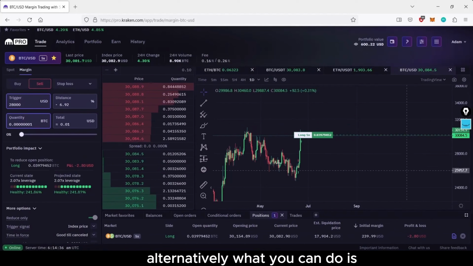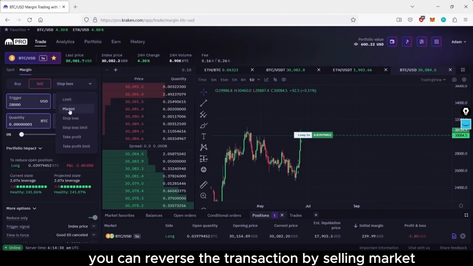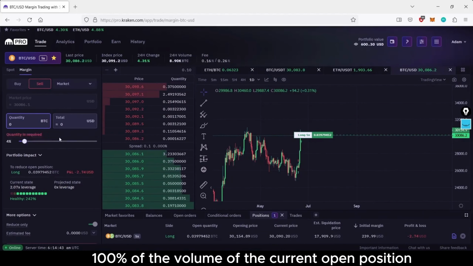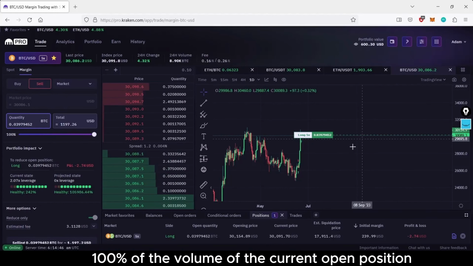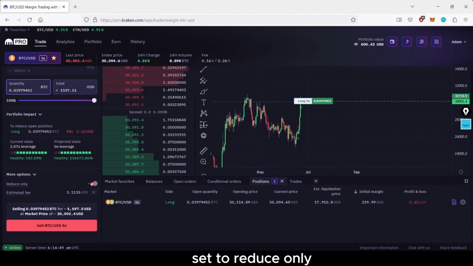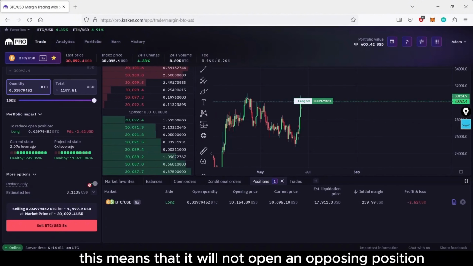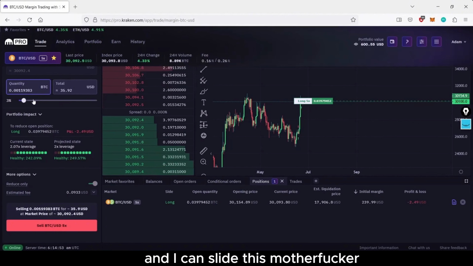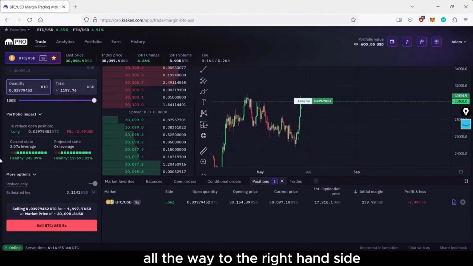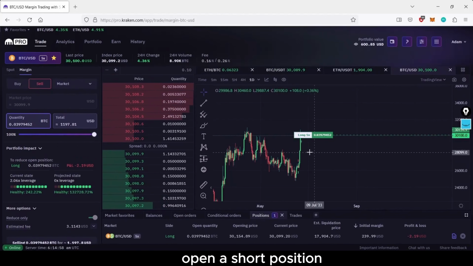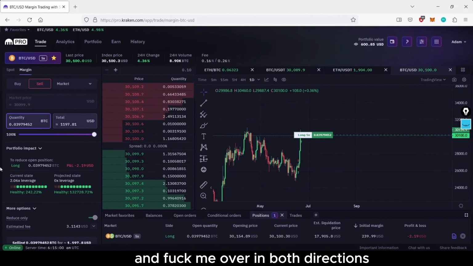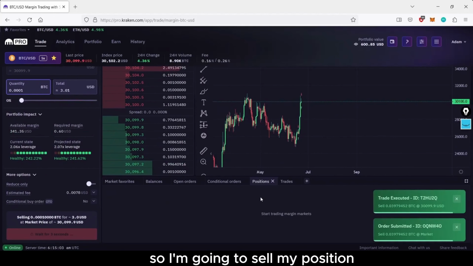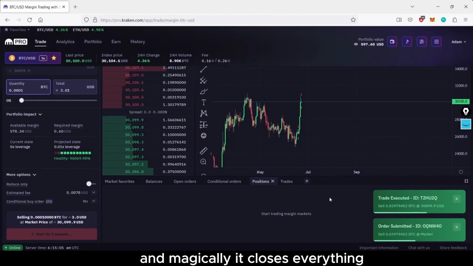That's an easy way of doing it if you want to close them immediately without any remorse. Alternatively, you can reverse the transaction by selling at market 100% of the volume of the current open position. You can see that we have it set to reduce only. This means that it will not open an opposing position, and I can slide this all the way to the right-hand side and it's not going to accidentally open a short position and hurt me in both directions. So I'm going to sell my position, and magically it closes everything.